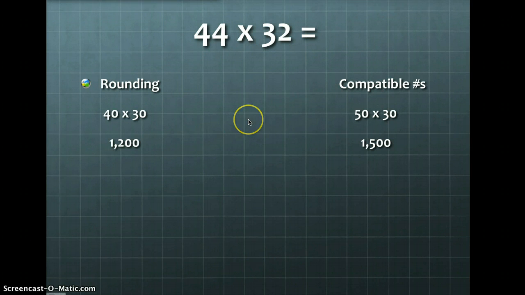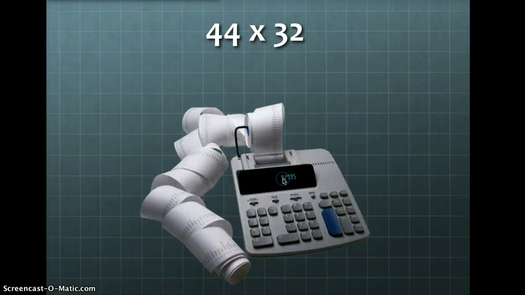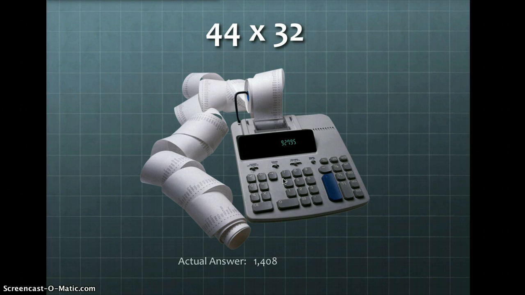All right. So here we go, here is another one, 44 times 32. If you round it, you get 1,200. If I were to take 44 to 50 times 30, it's going to give me 1,500. So the actual answer to 44 times 32 is 1,408. So you see that again, it is closer using compatible numbers rather than just rounding.